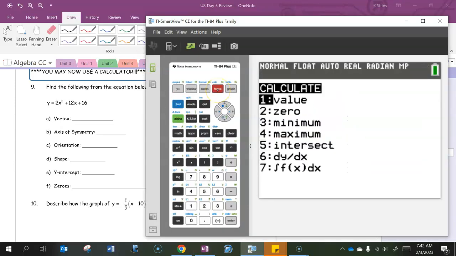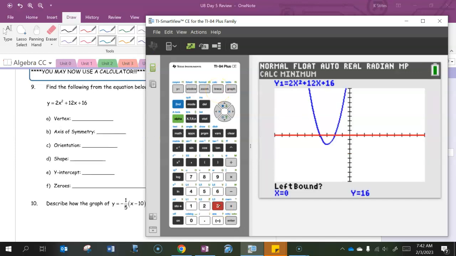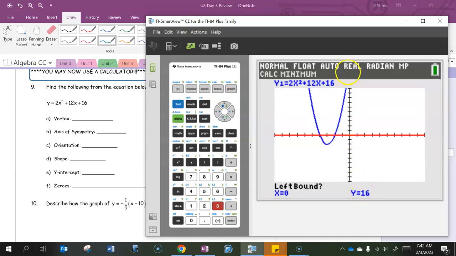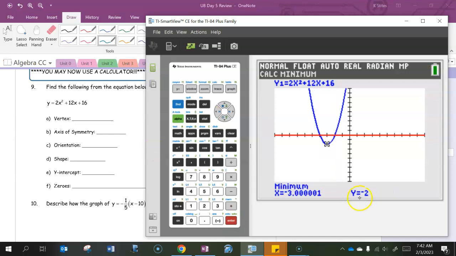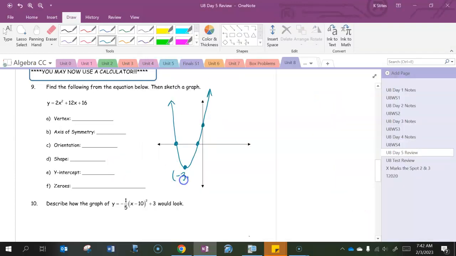Second trace, minimum. Your cursor right now is all the way up at 16, so it's up here. You want to move to the left, and then eventually it will come out here. You've got to keep going until you're to the left of the vertex. So left bound, enter. Right bound, enter. And then guess right in the middle, enter, and this is at -3, -2. Label it here, label it here.